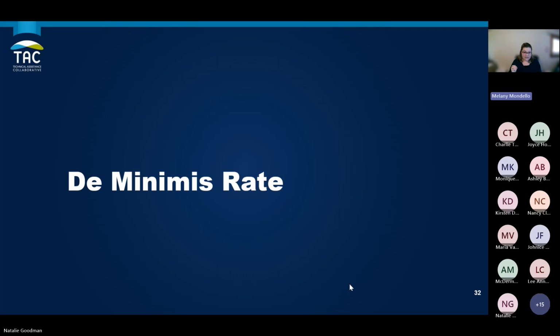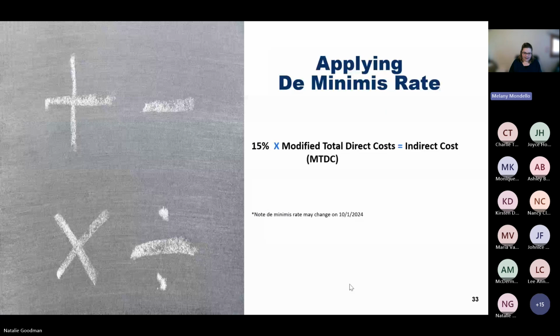So we're going to go a little bit into the two types of indirect costs. There's the de minimis rate. If you don't have an approved federal rate, you can use the de minimis rate, which is 15%, and it's 15% of the modified total direct costs. So I spent so much time on direct costs before because once you know what your direct costs are, you can then calculate what percentage your indirect costs may be.